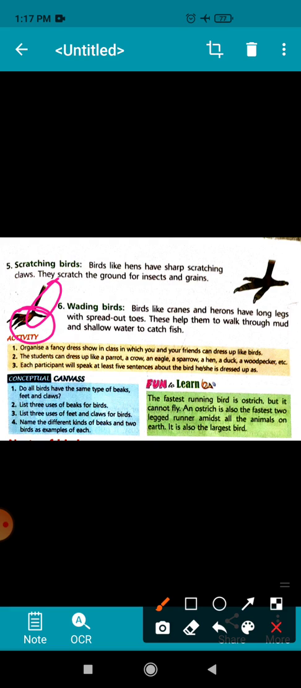Children, hope you all have understood different types of feet and claws in different birds.